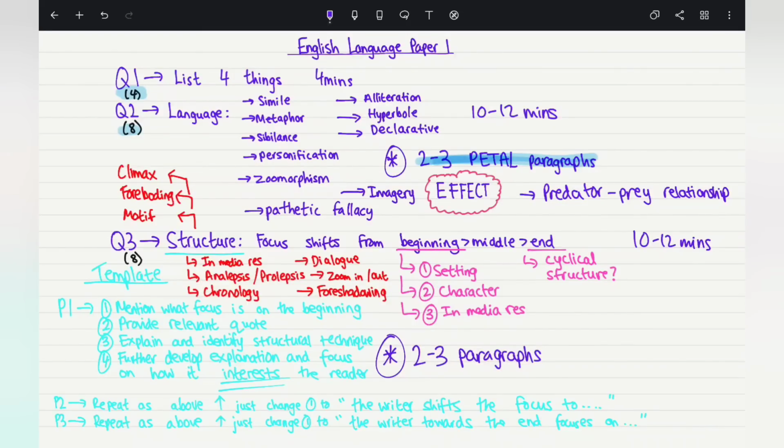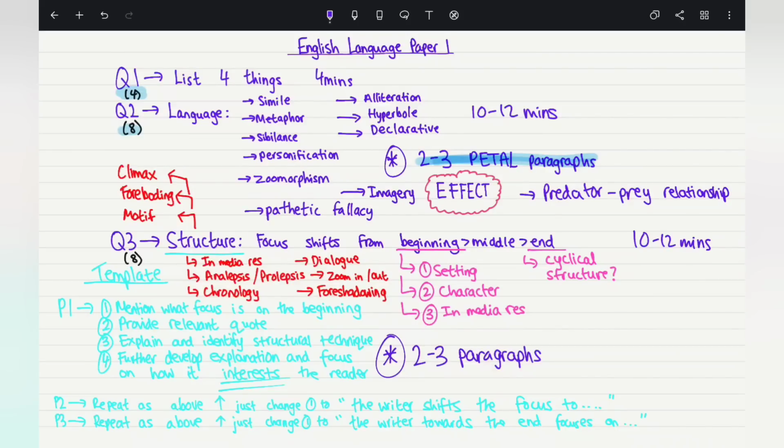Right, so we have a template here. For paragraph 1, it's essentially the same sort of system that you follow for paragraph 2 and 3. But number 1, the first thing you do is mention what the focus is on the beginning. So is that on the setting? Is it on the character? Is it through the use of in media res? It doesn't go straight into the action. Number 2, provide a relevant quote. What you mentioned in number 1, you need to back it up with the relevant quote.